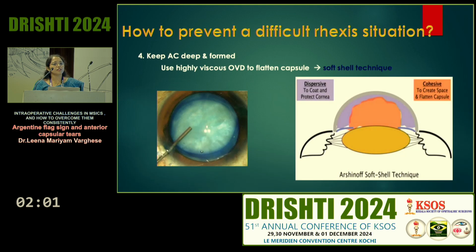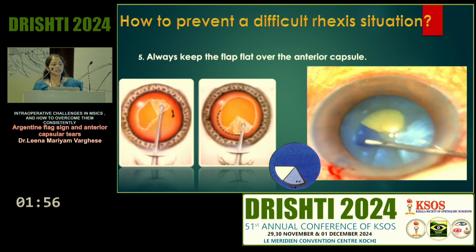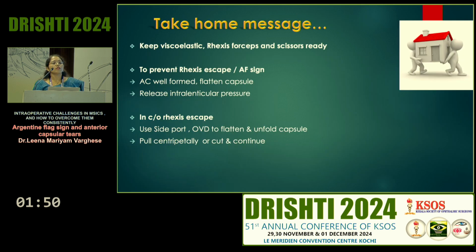Keep the anterior chamber deep and well formed. Use highly viscous OVD. You can use the soft shell technique. Always keep the capsule flat over the anterior capsule when you're doing the rhexis. So remember that when you are doing your rhexis, always keep viscoelastic ready.